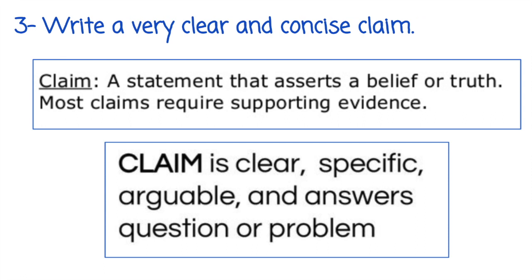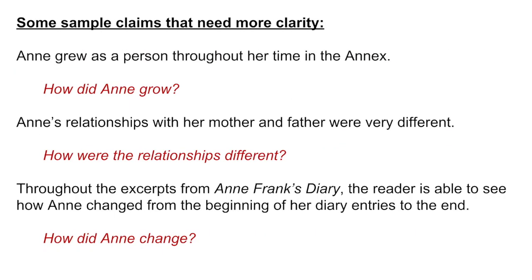So step 3 is to write a very clear and concise claim. And I found these definitions online. A claim is a statement that asserts a belief or a truth. Most claims require supporting evidence. A second person said a claim is clear, specific, arguable, and answers a question or problem. All right, so it really does need to have supporting evidence. Otherwise, it's simply a statement.